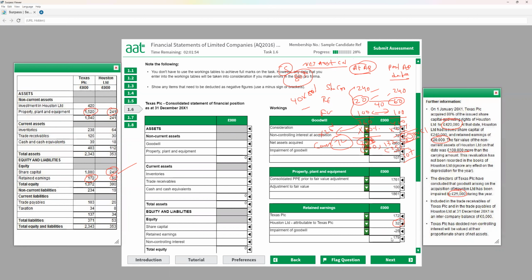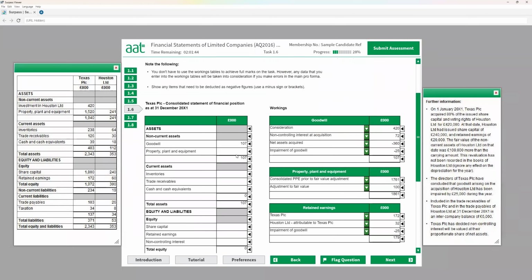That's it. So all of our work is done. Now we just need to complete our financial statement. So let's do that. First we do our goodwill, 107. Property, plant, equipment that we have done, 1861. That's it.